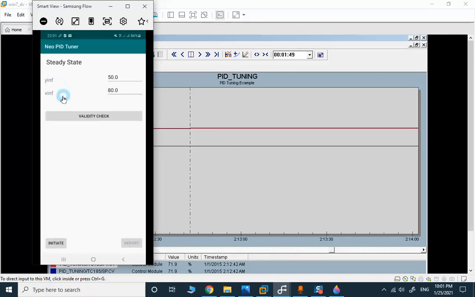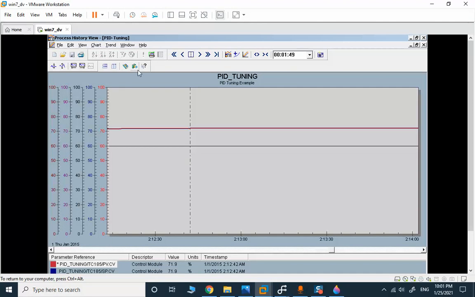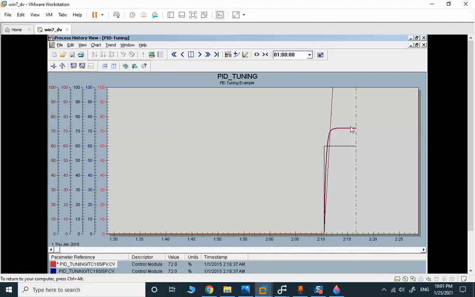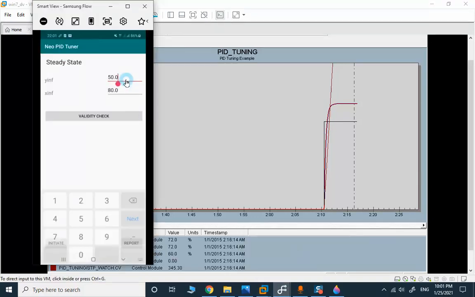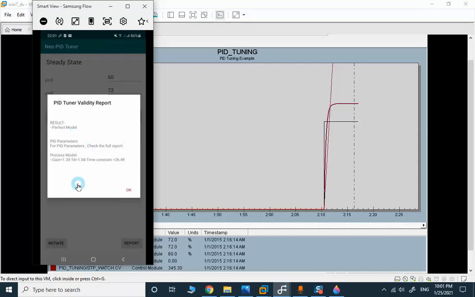The final values are y infinity and x infinity. If we are in the final mode, you can see what's the final process value. The final process value is 72, and the final action value is 60. So x infinity is 60 and y infinity is 72, and we check the validity. It's a perfect model. Gain 1.2, time delay 1.54, and time constant 26 seconds.